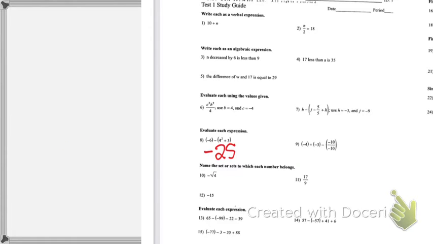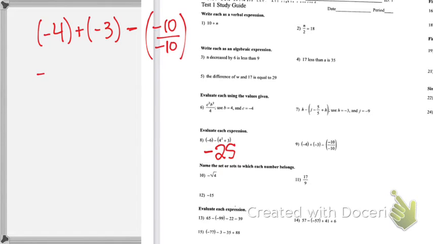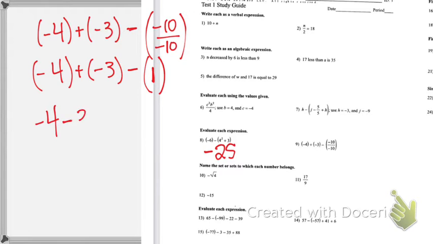On number 9, -4 plus -3 minus -10 divided by -10. So we're not using the -4 and -3, so I'm going to bring it down. I'm going to simplify -10 divided by -10 to get a +1. And then I'm left with -4 minus 3 minus 1, which gives me a -8.